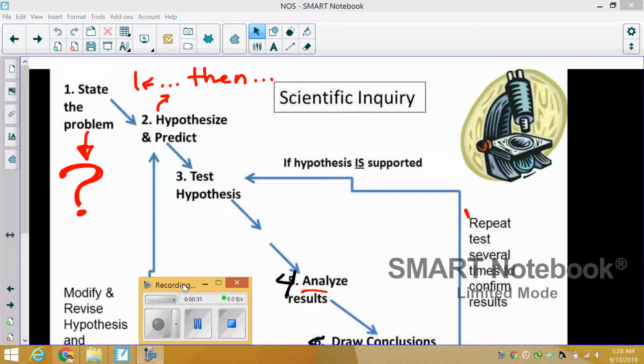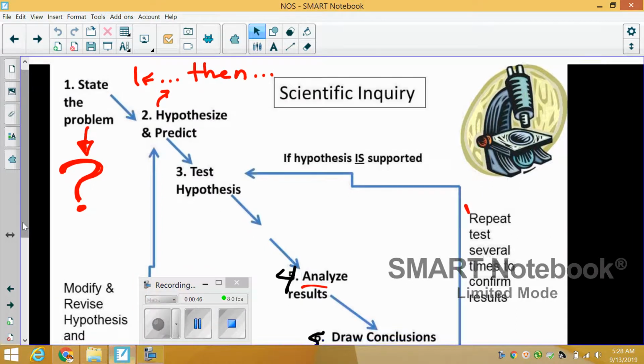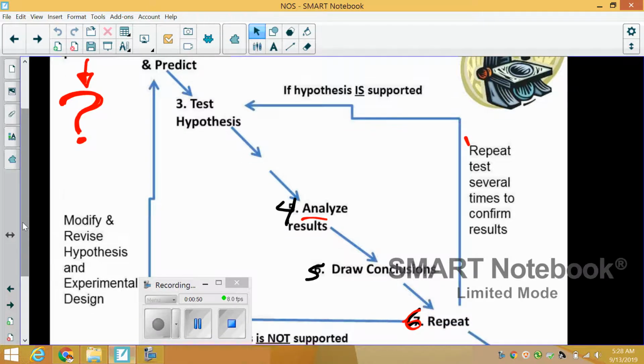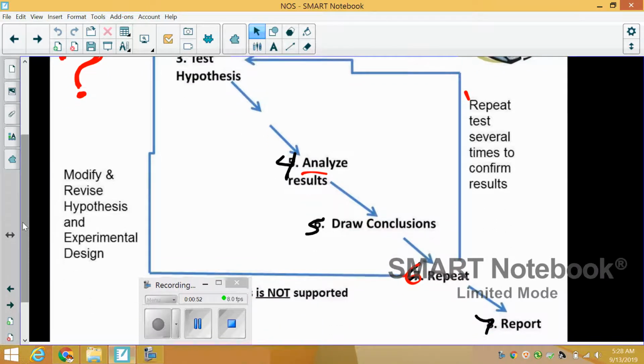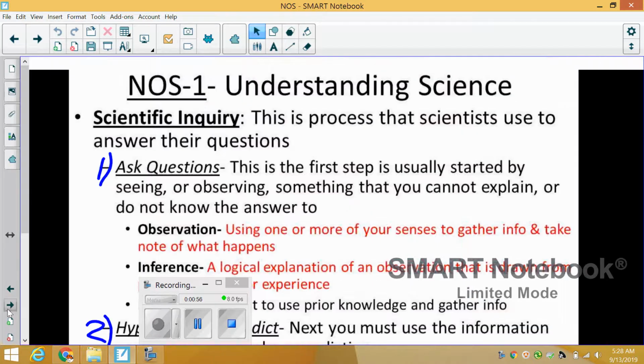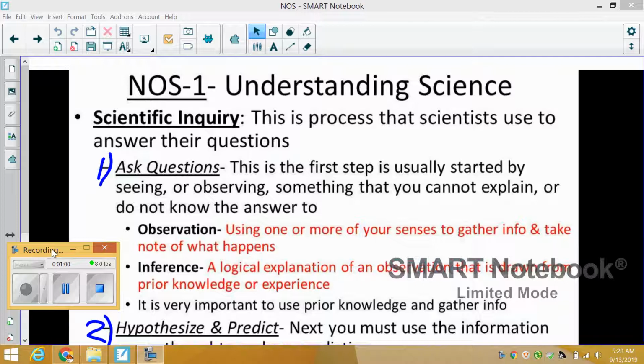Okay, so last few days we've been talking about scientific inquiry. Remember, the process starts by having a question, a problem to solve. We write that as a question, then we hypothesize and predict, test our hypothesis, analyze those results after we do our experiments, draw our conclusions, repeat, and then we will report what we have found. So now the next few pages, follow along with your notes just like you would in class.